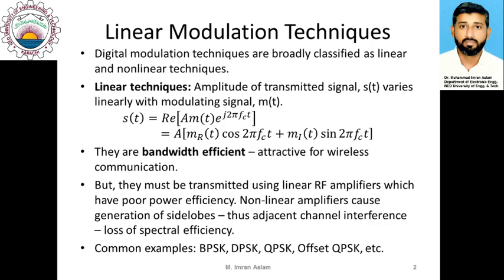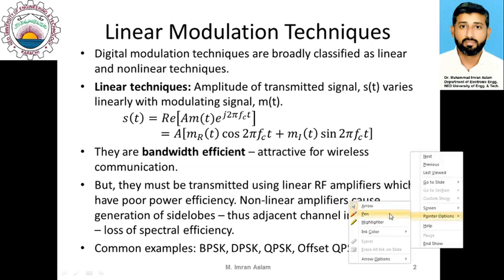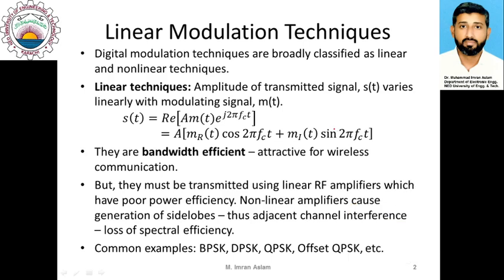In our last lecture, we talked about linear modulation techniques, and we discussed that these are linear modulation techniques because the amplitude of the transmitted signal varies linearly with the modulating signal. In most cases, these linear modulation techniques can be represented as two components, cosine components and sine components, or for short we sometimes write those components as I and Q components.